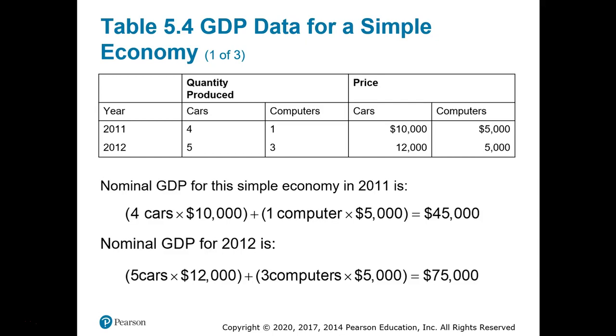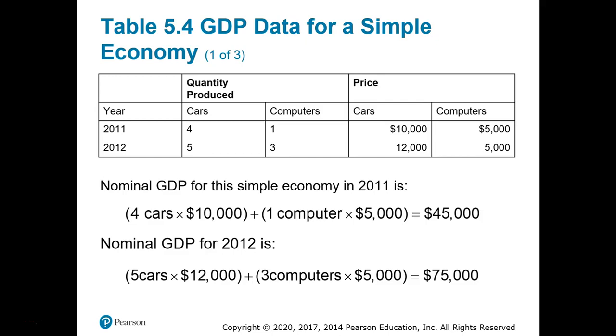So if we're looking at 2011, we only took cars and computers. And the quantity produced, cars was 4, computers was 1. And the price of a car was $10,000. The computers were $5,000. And we looked at 2012, and we have 5 cars produced and 3 computers. But the price is different. Cars went up to $12,000. Computers stayed the same at $5,000.